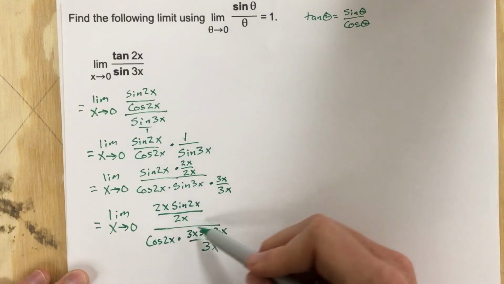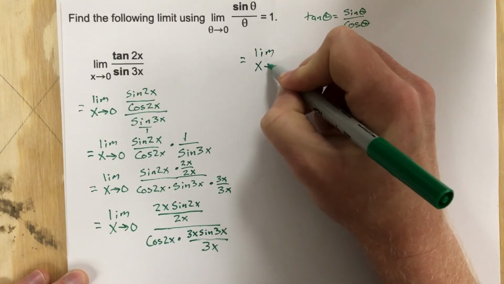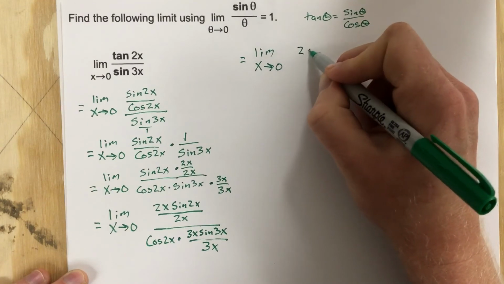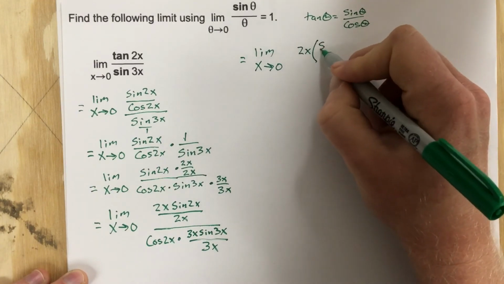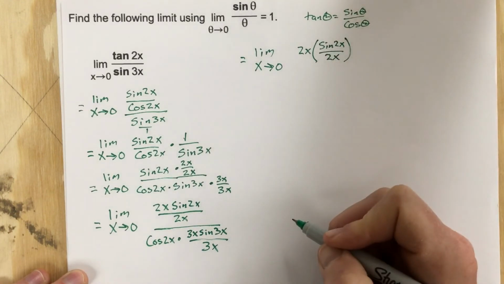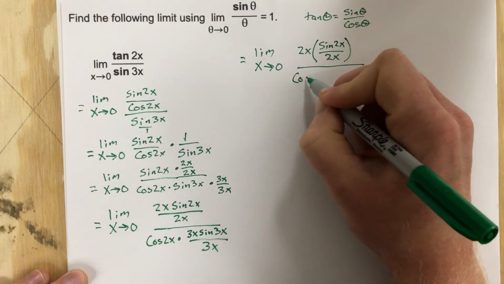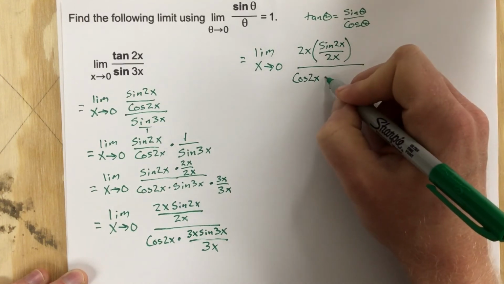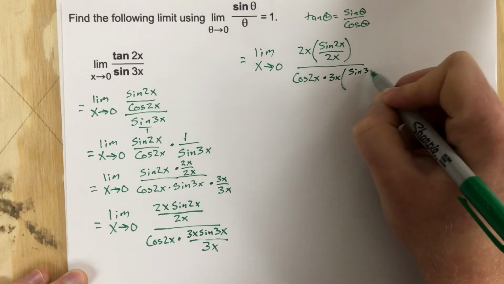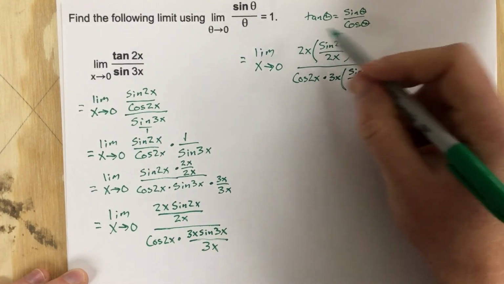Now you can see that this is starting to shape up how we want it to. So we're going to say the limit as x approaches 0, and we're going to now take the 2x out front, so we're going to say 2x times sine 2x over 2x, and we're going to say cosine 2x times 3x times sine 3x over 3x. And you can see that this is like the same as this.